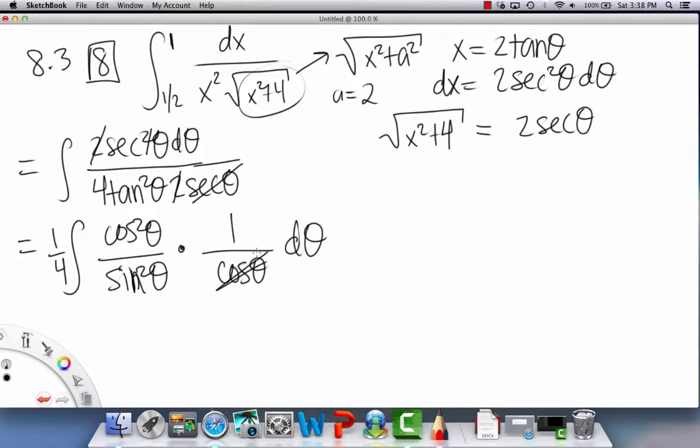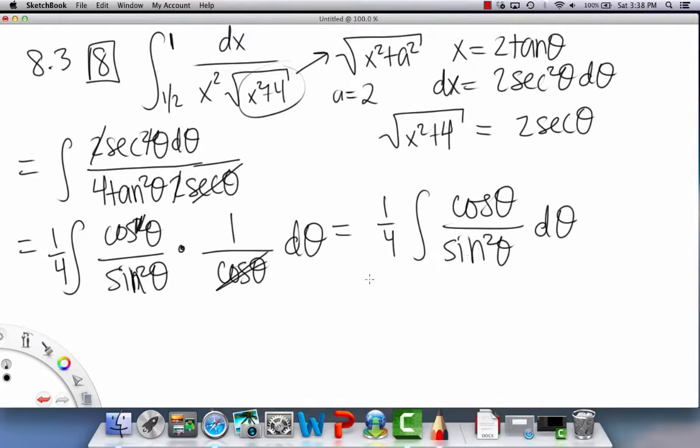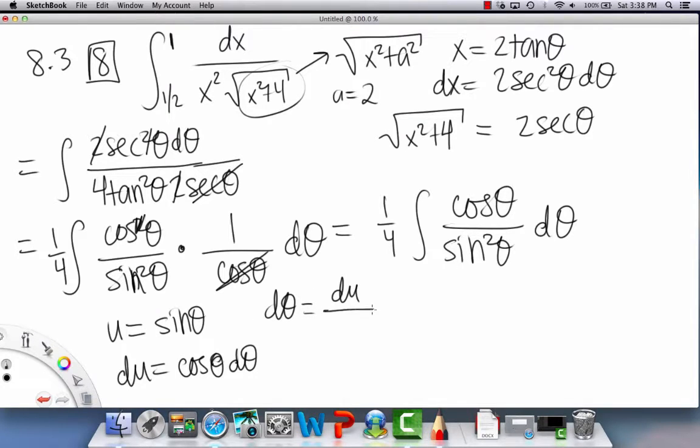We can cancel something else, actually, 1 of the cosines. So now we're left with 1 over 4 times cosine on the top, and we have sine squared theta on the bottom. Here's where we can turn to u substitution. We can make u be sine theta, and du is then cosine theta d theta. So d theta, if we divide the cosine over to the bottom, is going to be like this.